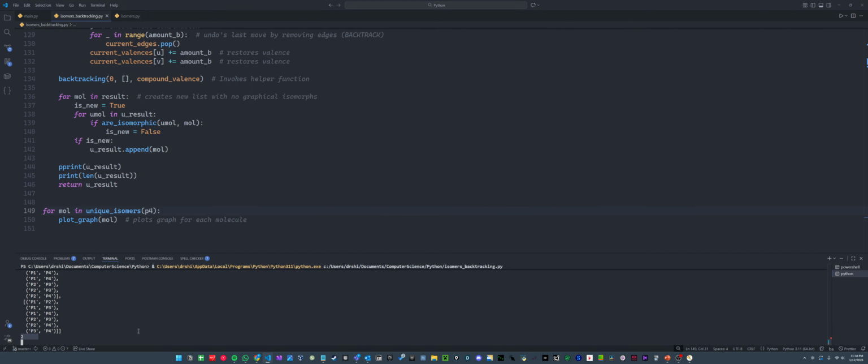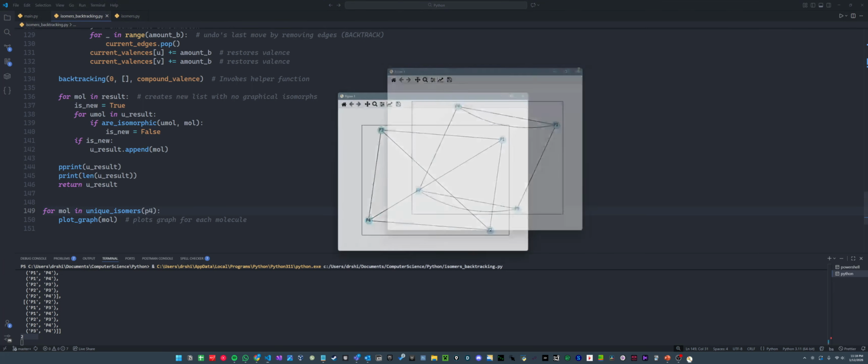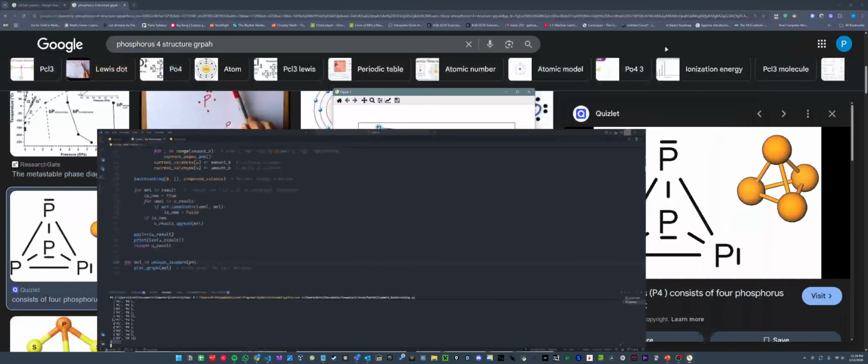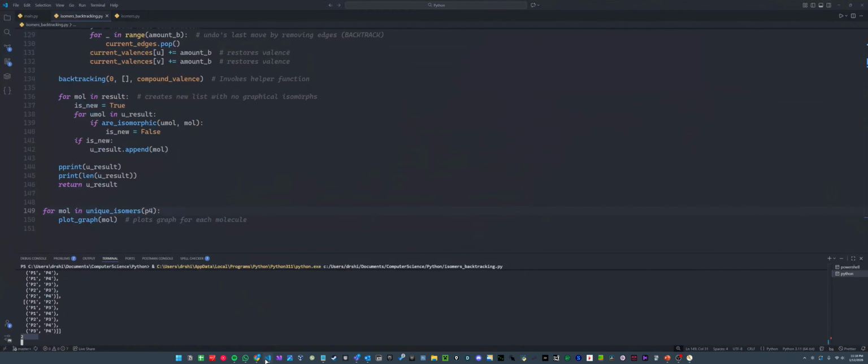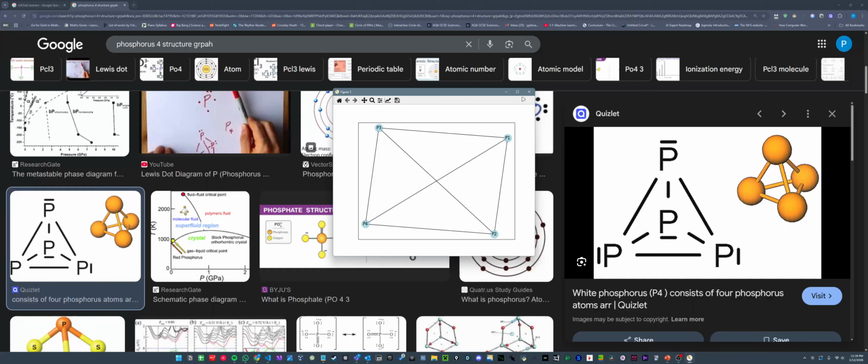If I look at the second graph by closing this window, I get this. If I track each edge and each node, you will find that it's the same as this here, just reordered in a different way. So there's one real structural isomer of phosphorus 4, and there's one graphical mathematical one, which is not true in a chemistry sense.